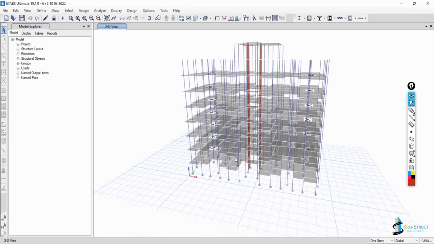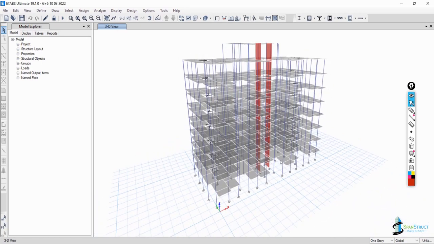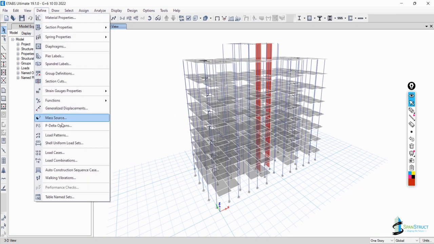In this part of the P delta lecture, we will look at how we can apply the P delta in our building, or we can say in our structure. So let us look at that. First of all, you have to unlock this model. Now for defining the P delta, you have to go into the define option. Then you will get a P delta option here. You will click on this.